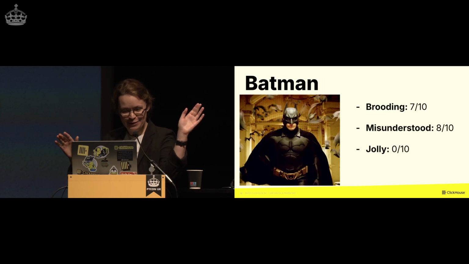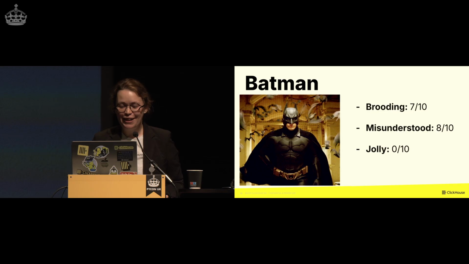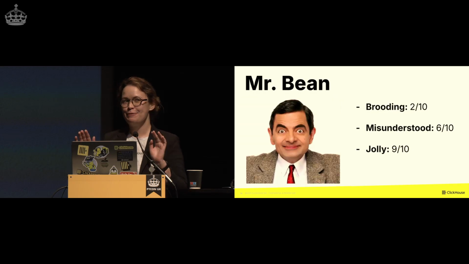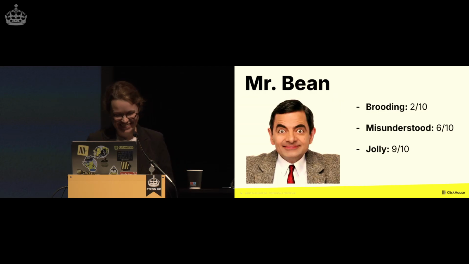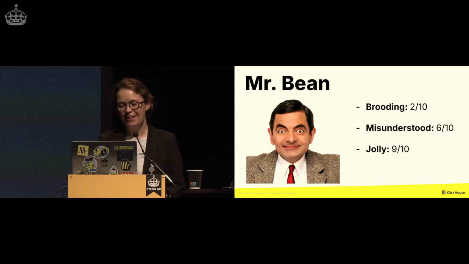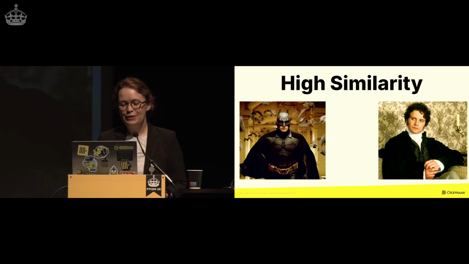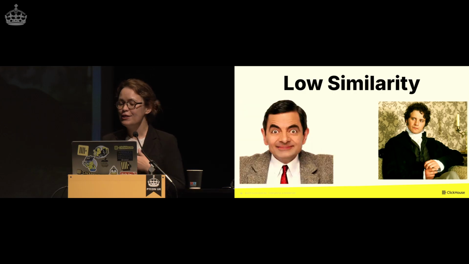Batman, perhaps? And for a far match, Mr. Bean will do. So Batman and Mr. Darcy are quite similar in their broodiness, and Mr. Bean varies quite a bit on the jolly factor. So we can say that the distance between Darcy and Batman is very small. They have high similarity. The distance between Mr. Bean and Darcy, however, is high, so they have low similarity.